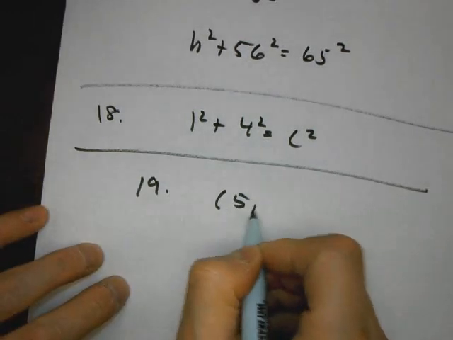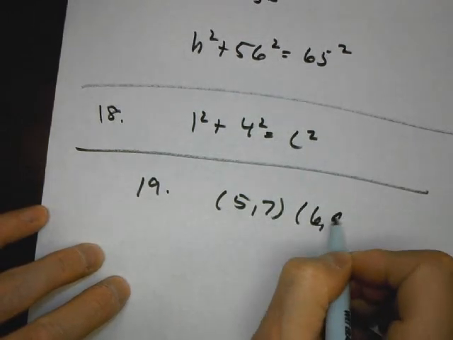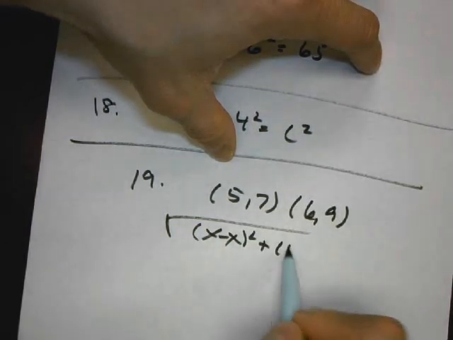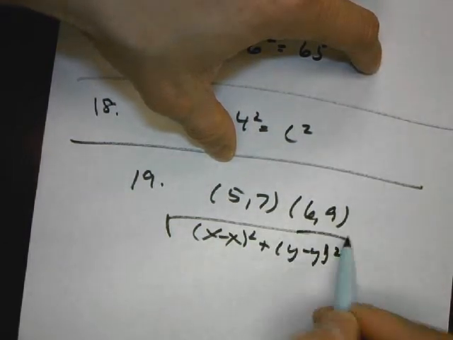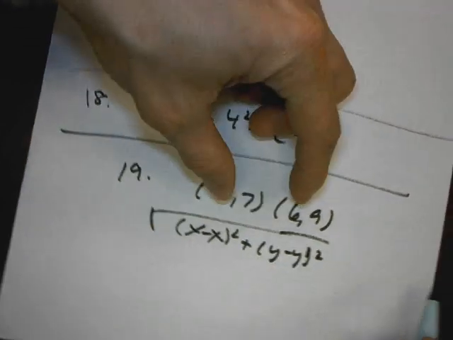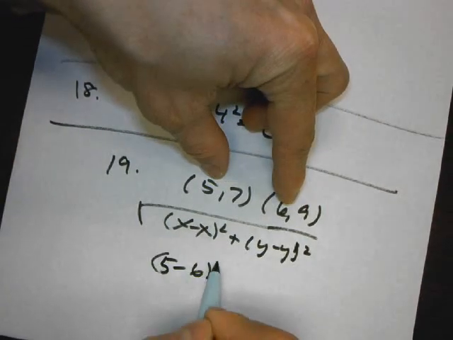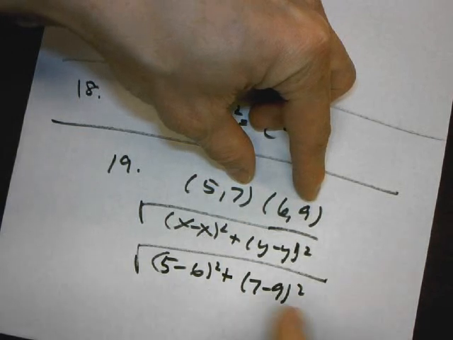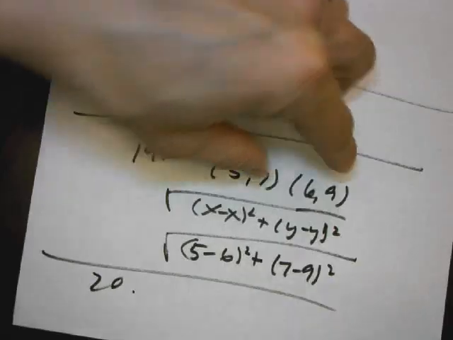19, what's the distance between these two? Now this time they don't give us a drawing, so we use a distance formula. We subtract the x's squared plus subtract the y's squared to get our answer. So I go x minus x squared plus y minus y squared equals the square root. Simplify that and you got your answer.